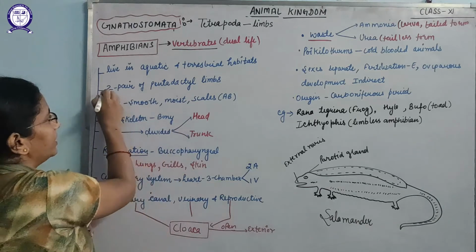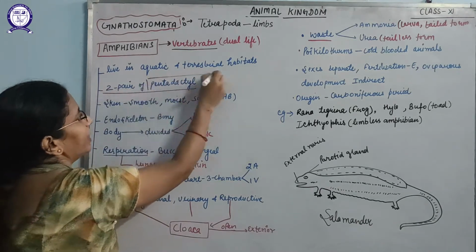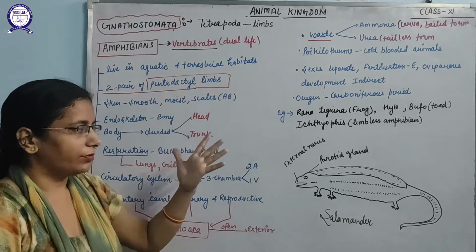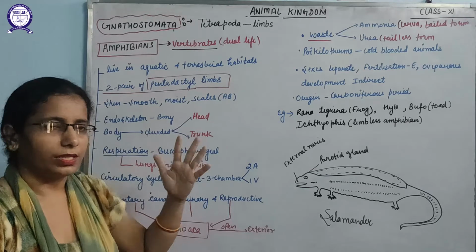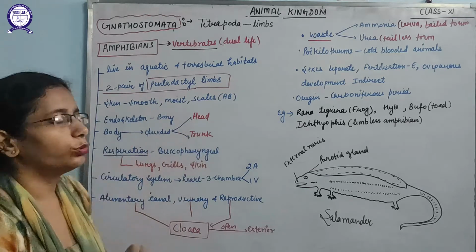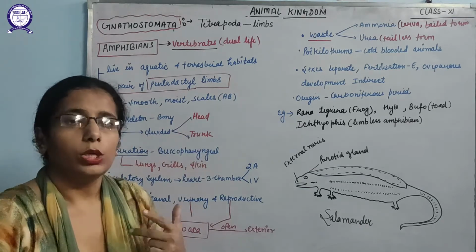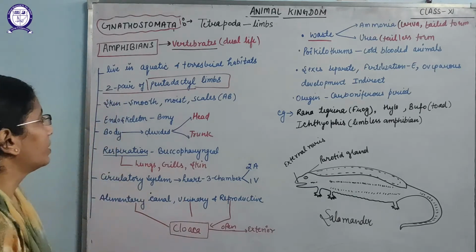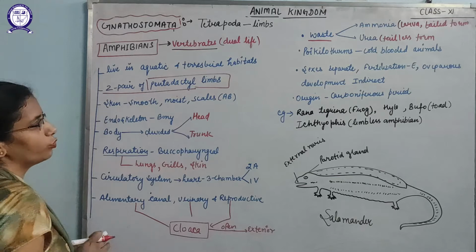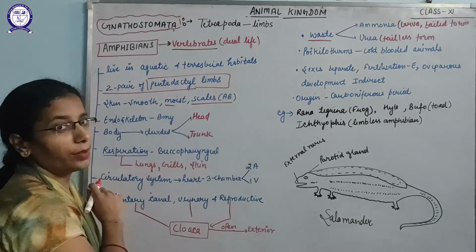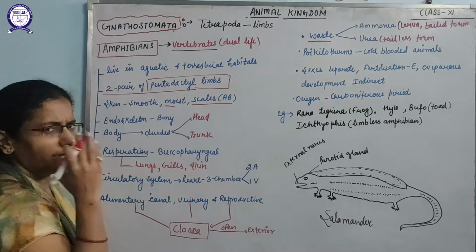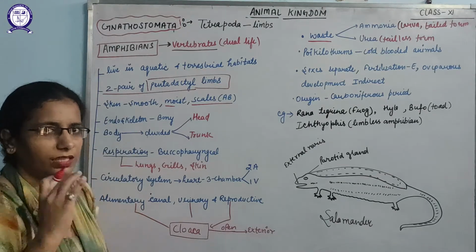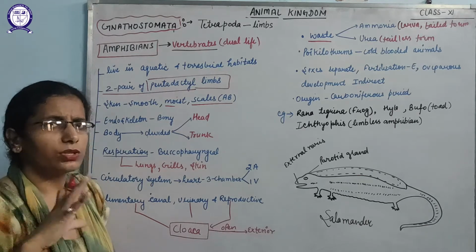I have mentioned these have two pairs of pentadactyl limbs. Penta means 5, in which 4 fingers and 1 thumb are there. So it is pentadactyly. These have two pairs of pentadactyl limbs, that means one pair is forelimb and one pair is hindlimb. Skin is smooth, moist, and scales are absent over the body. You can take the example of the frog in your mind when we are discussing the characteristics. Just keep in mind the picture of a frog.